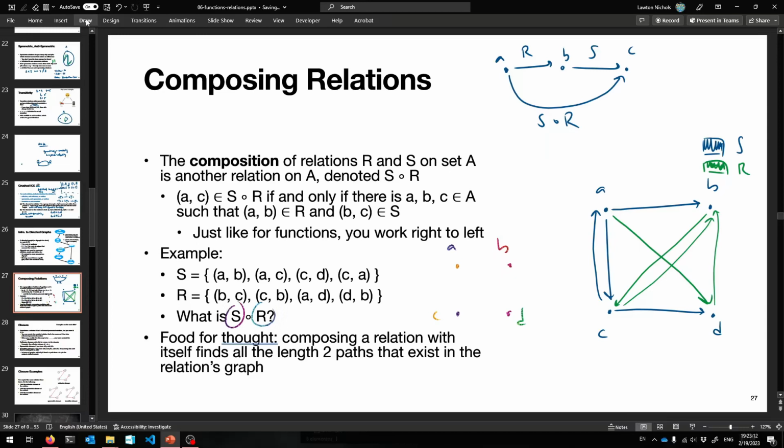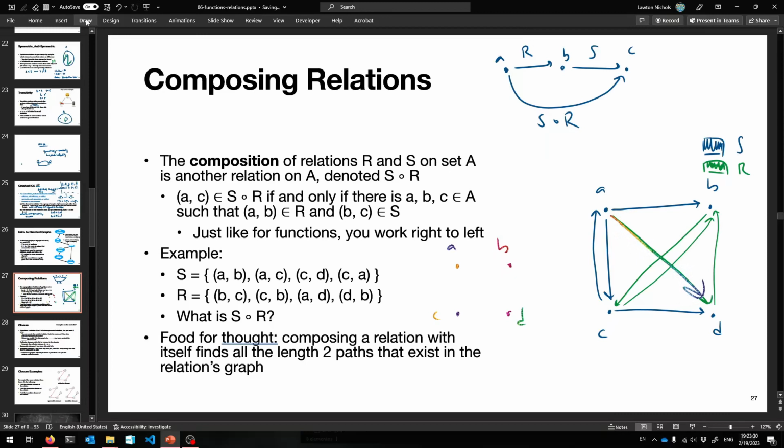Those are the things that are related under the composition. Follow an R arrow first, then follow an S arrow afterwards. Those are the things that are related. So green arrow, then blue arrow. Okay? So here's me following a green arrow. Now I need to follow a blue arrow to get something that's in the composed relation.